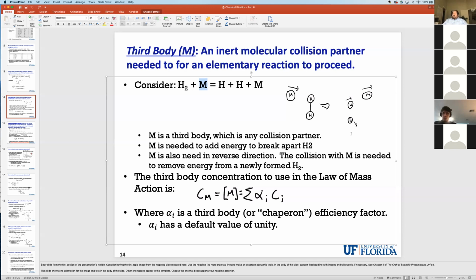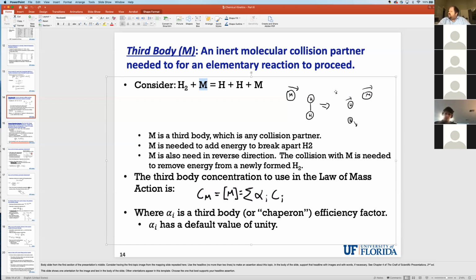And this third body, it's any collision partner. In theory, it can be any molecule whatsoever. And so this M provides the additional energy that is needed to break apart H2. But also, if you are to think of this chemical reaction in the reverse direction, so we have two H atoms, and we have a third body. Well, in the reverse direction, you also need a third body collision partner for the exact opposite reason.